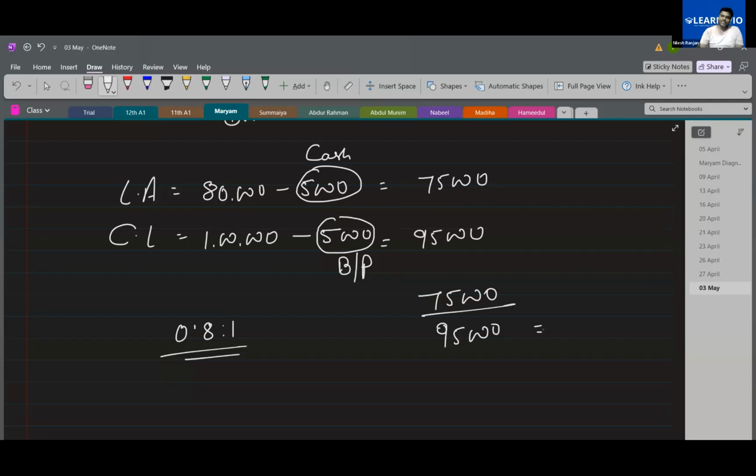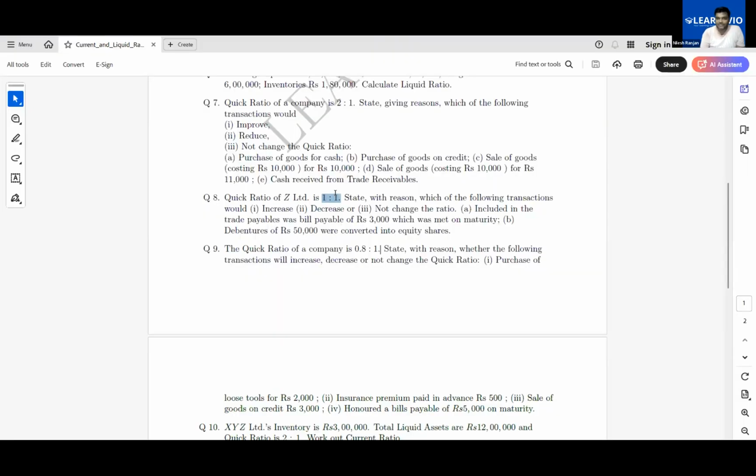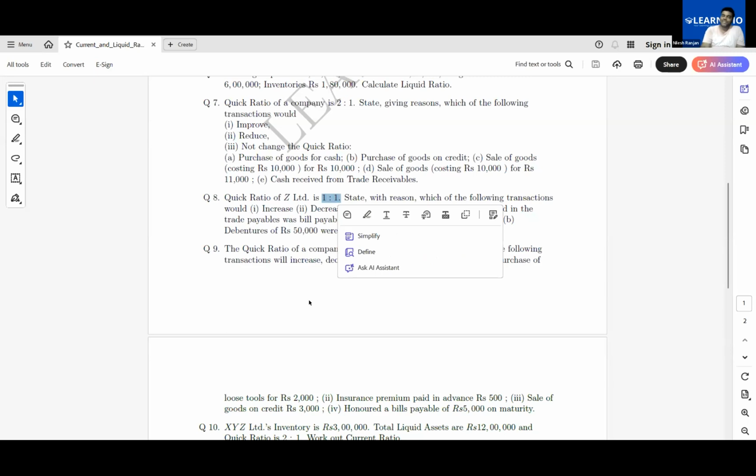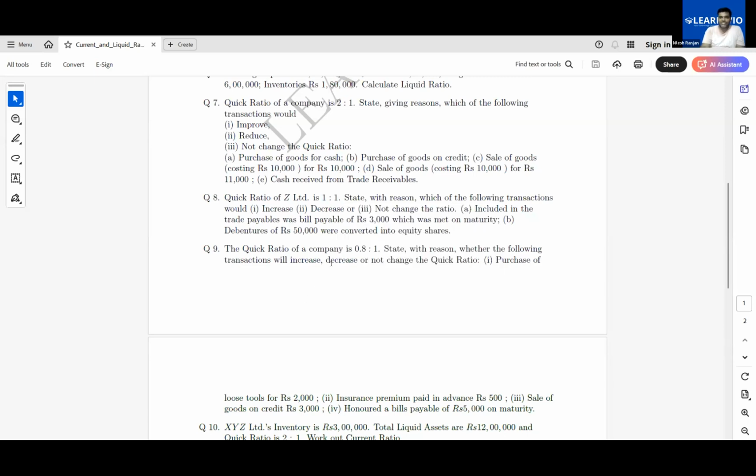It is 0.78 is to 1. Can you see the impact? There is a decrease in the ratio. Yes. In the same situation we had taken earlier, the ratio was equal, so that's why there was no change. And here it is 0.8 is to 1. That's why it changed.